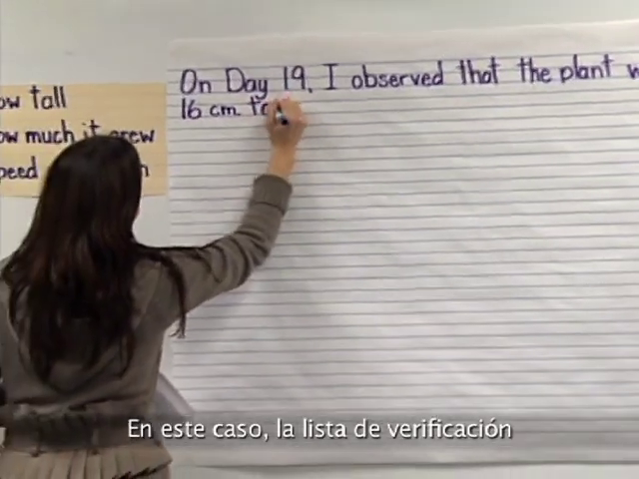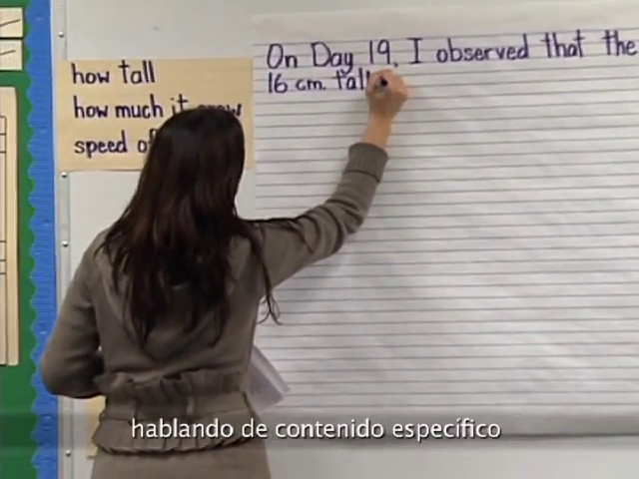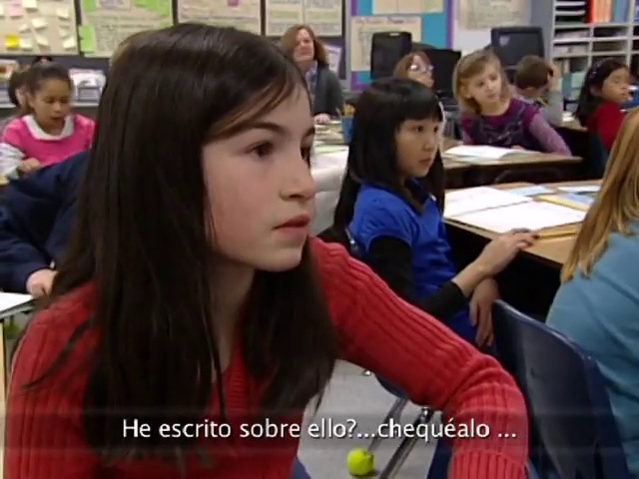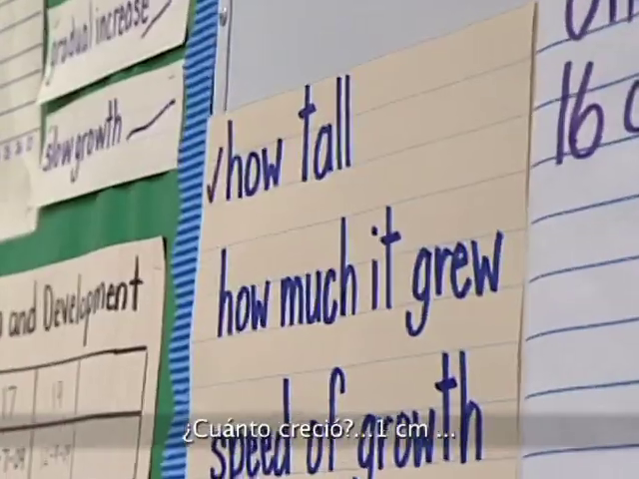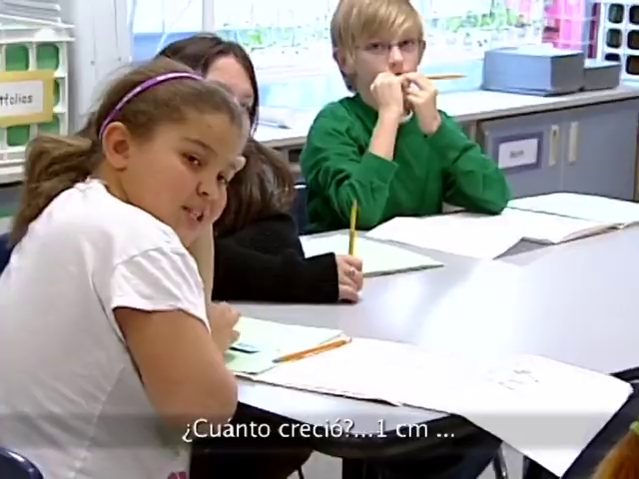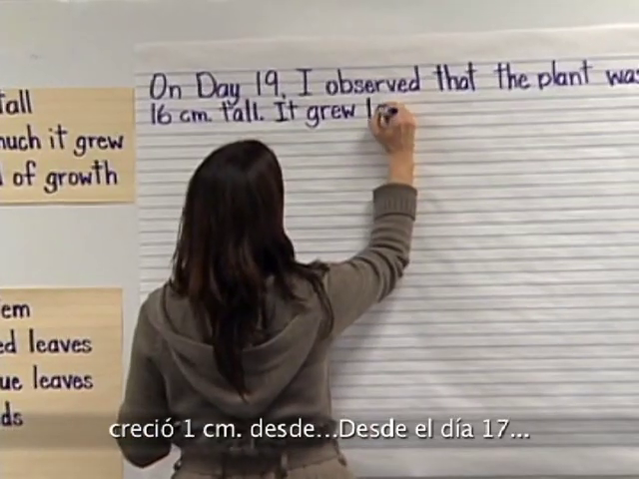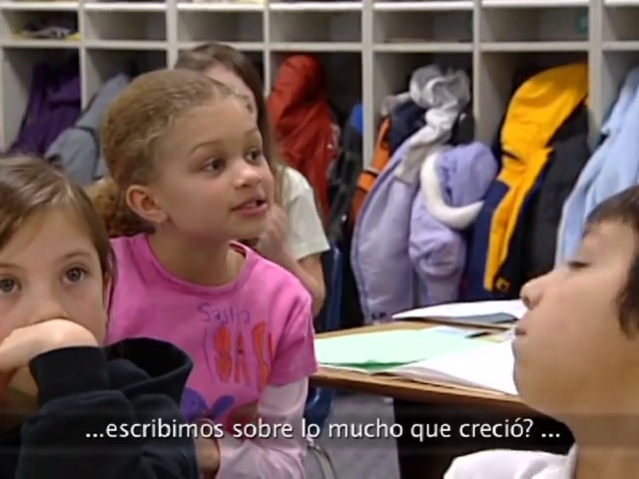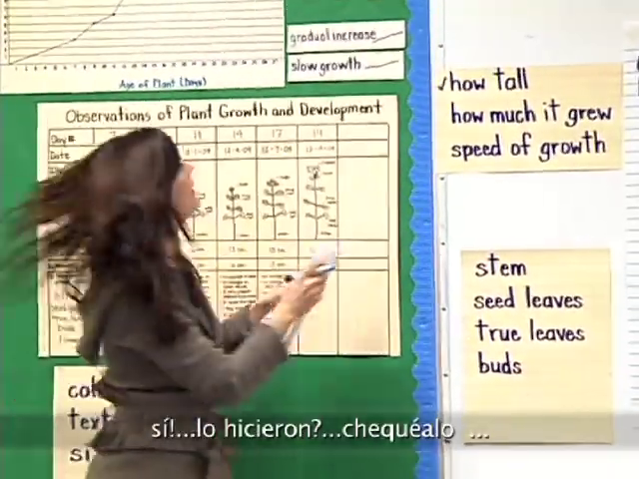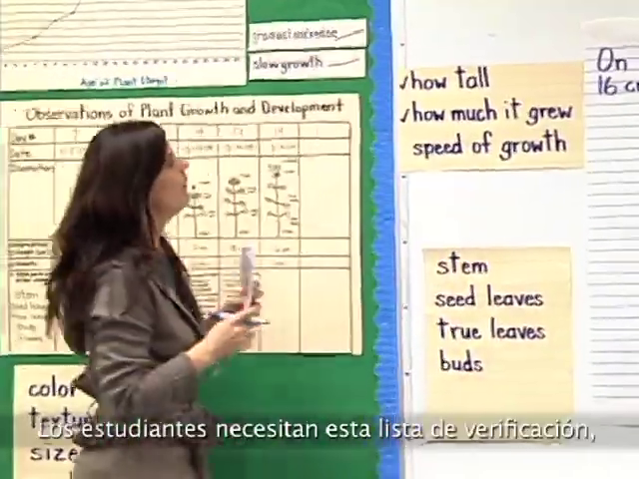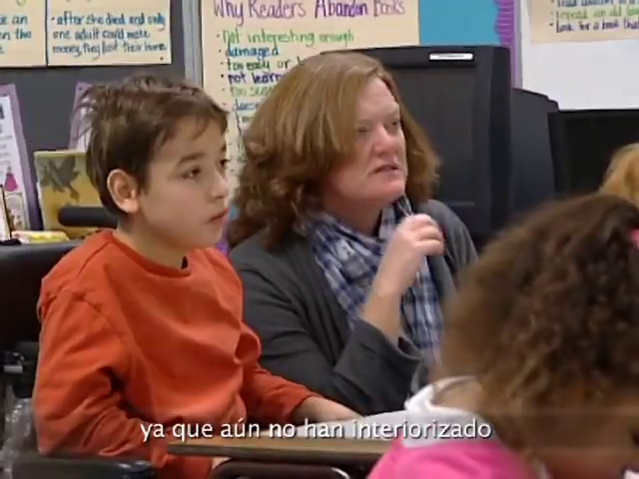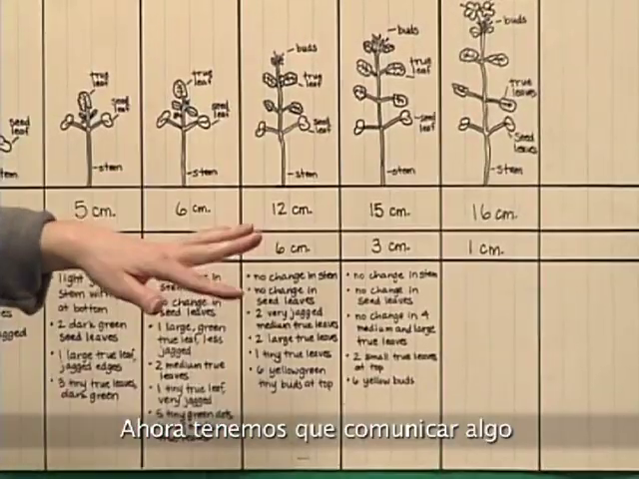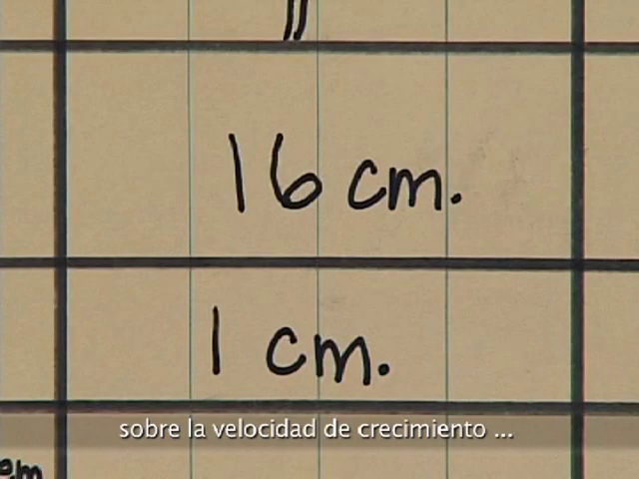In this case, the checklist for the first section, we were talking about specific content that needed to be in the piece. I've written about it. Check it off. How much did it grow? 1 centimeter? It grew 1 centimeter since day 17. Did we write about how much it grew? Yes, we did. Check it off. The students need these checklists because they haven't yet internalized all the components. Now we need to communicate something about the speed of growth.